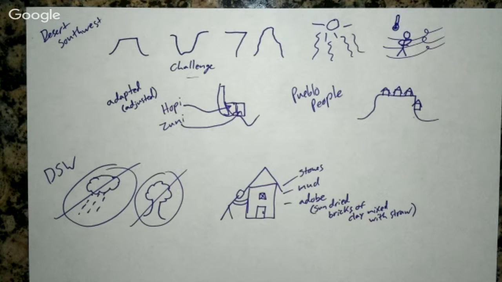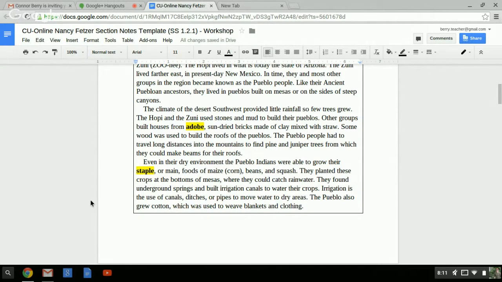All right, so let's go back and see how I did here. The climate of the desert Southwest provided little rainfall, so few trees grew. The Hopi and the Zuni used stones and mud to build their pueblos. Other groups built houses from adobe, sun-dried bricks of clay mixed with straw. Some wood was used to build the roofs of the pueblos. The Pueblo people had to travel long distances into the mountains to find pine and juniper trees from which they could make the beams for their roofs.